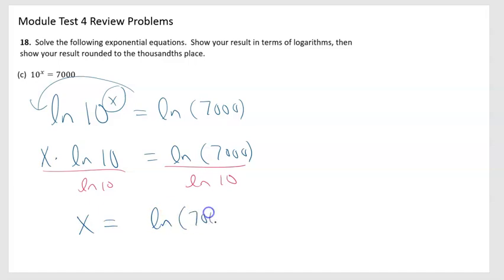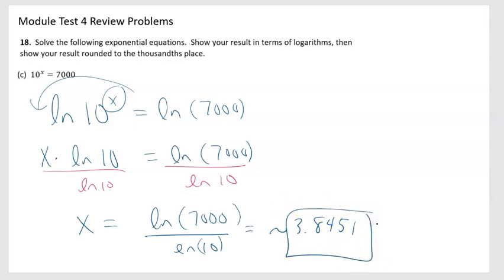So the natural log of 7,000 divided by the natural log of 10. And I type that in my calculator. So the natural log of 7,000, make sure you close out the parenthesis, divided by the natural log of 10, also close those out. And that gives me an approximate answer of 3.8451. I'm going to go ahead and round everything to 4 decimal places. I said the thousandths place, so how about 3.845? There we go. I got to read my own directions right there, thousandths place.